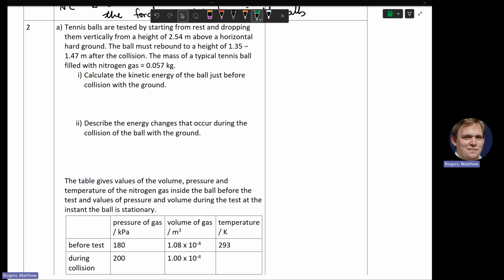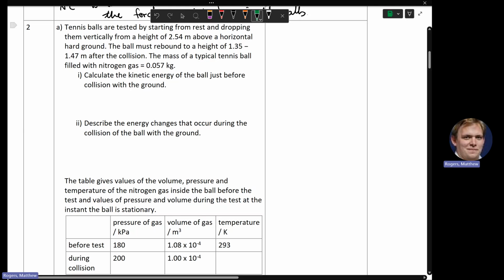Question 2. Tennis balls are tested by starting from rest and dropping them vertically from a height of 2.54 meters above a horizontal hard ground. The ball must rebound to a height of 1.35 to 1.47 meters after the collision. The mass of a typical tennis ball filled with nitrogen gas is 0.057 kilograms. Calculate the kinetic energy of the ball just before it hits the ground.